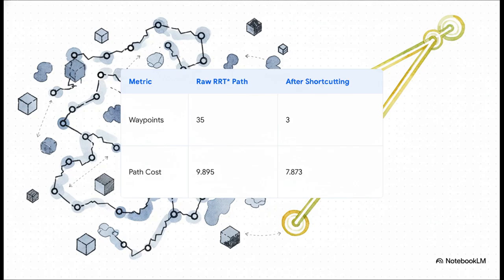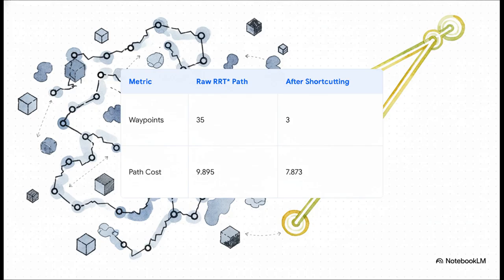The idea is just, what if we tried to connect 2 points on the path with a straight line? If that new line is collision-free, great, we just found a shortcut. And look at the difference it makes. It's night and day. We go from 35 waypoints all the way down to just 3. And what's really cool is that the path cost, basically how far the robot's joints have to travel, also drops significantly. Simpler and more efficient.